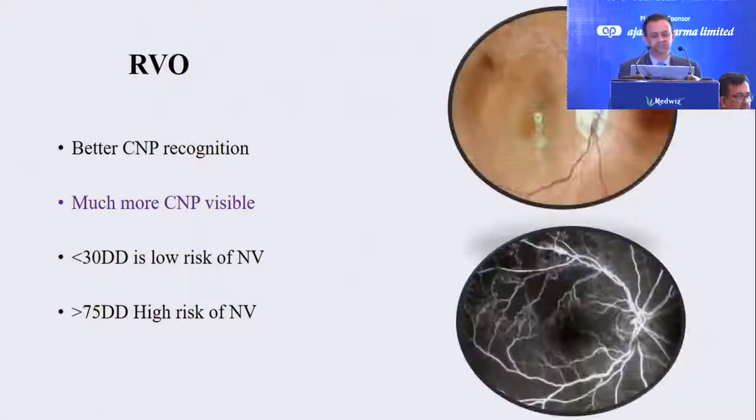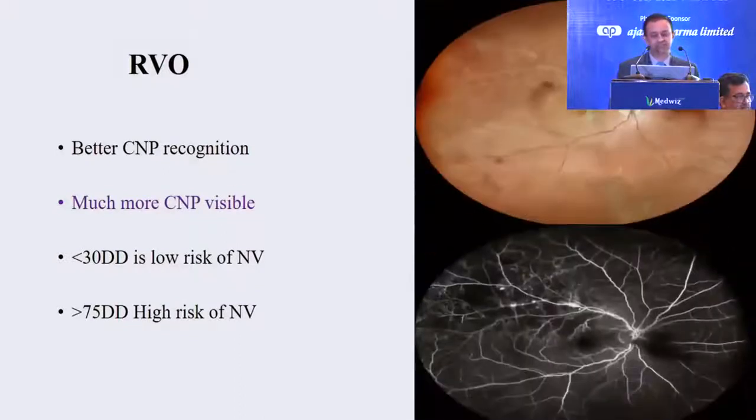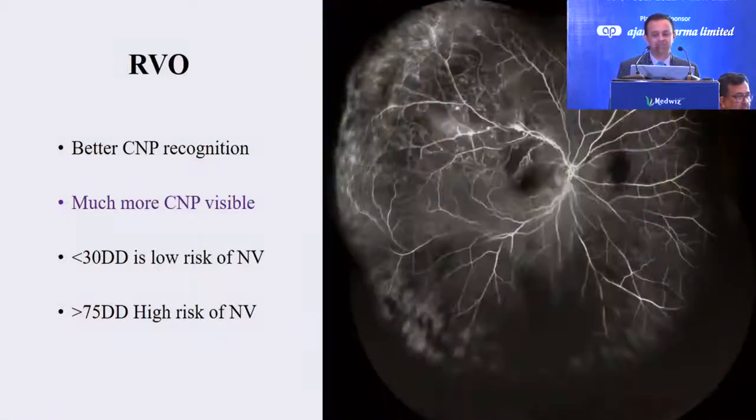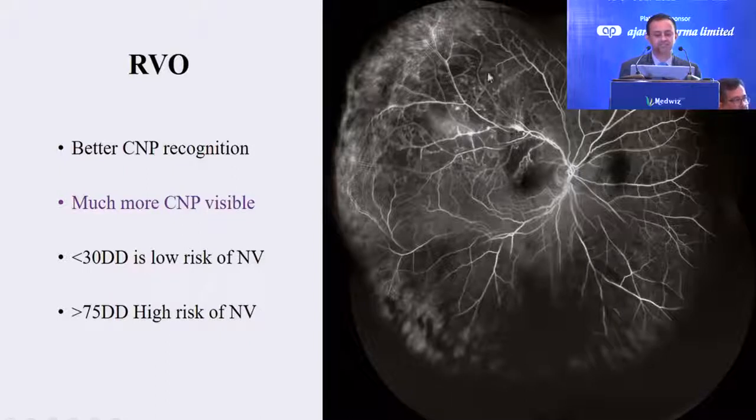Now, coming to a case of retinal vein occlusion, this is what we see in a standard fundus photograph, and this is the picture. And now you see a wide field angiogram. You can see the CNP areas, that is the capillary non-perfusion areas, are more than 35-40 disc diameter. So this is a high risk case which should be treated with laser and not just observation.